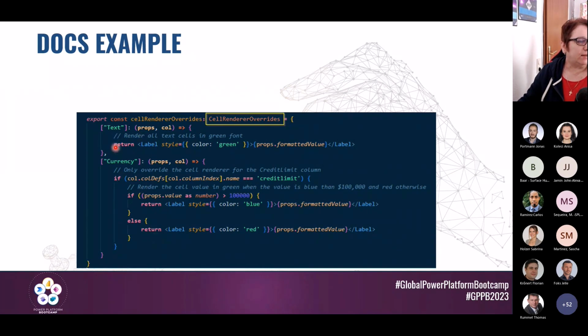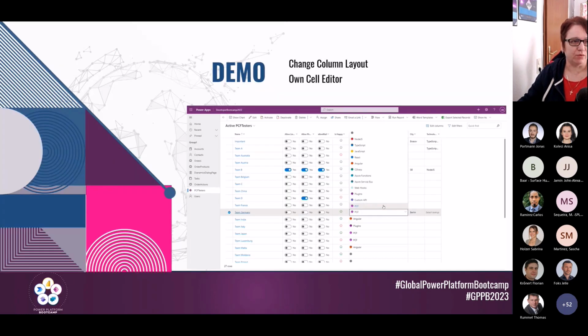So in this case, the text is rendered green. And for the currency, we can decide there which column it is. So if it's credit limit, we're going to see what the value is. And if it's more than 100,000, we're going to have it in blue, otherwise in red. So that was the example, the standard.